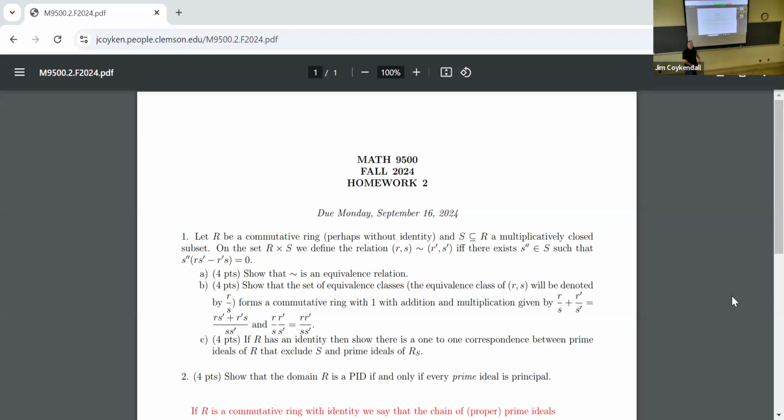I think all of you have seen localizations, at least in the setting of domains at some point or another. This is the way that you make fractions, even with zero divisors. If you have a commutative ring, perhaps for parts A and B without identity even, and S inside R, a multiplicatively closed subset. Usually the multiplicatively closed subset is assumed to not contain zero, but this all works out anyway, if you allow zero rings sometimes.